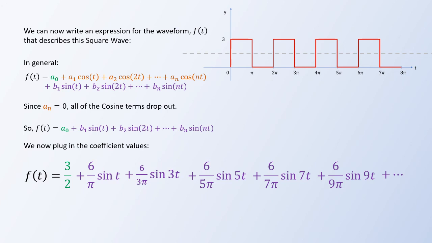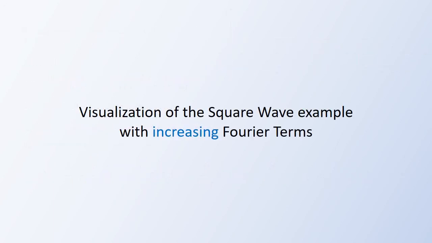And yes, of course, on some of those terms, like 6 over 3 pi, you can reduce the fractions. But I left it in this form so that you can see that it is a progression: 1, 3, 5, 7, 9, and so forth. Okay, well, what does this thing look like when you graph it? What's it going to show us?